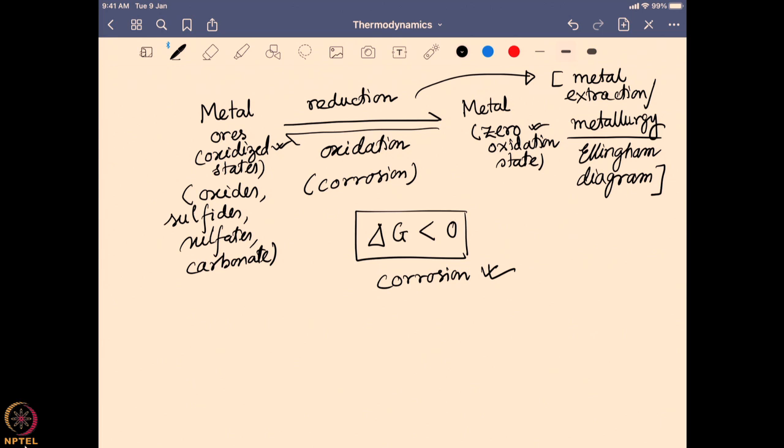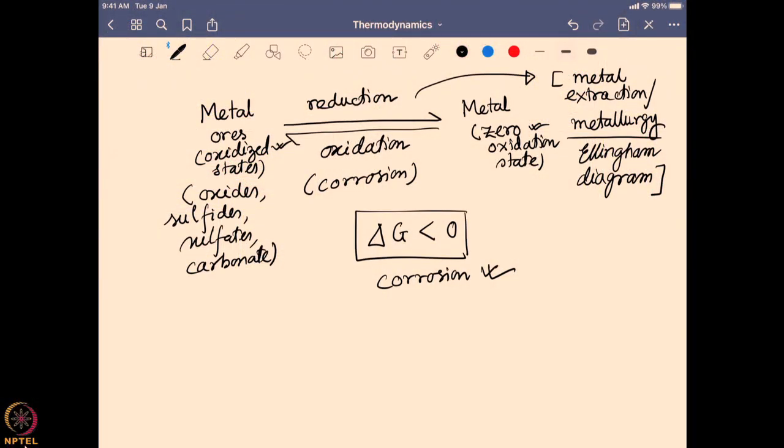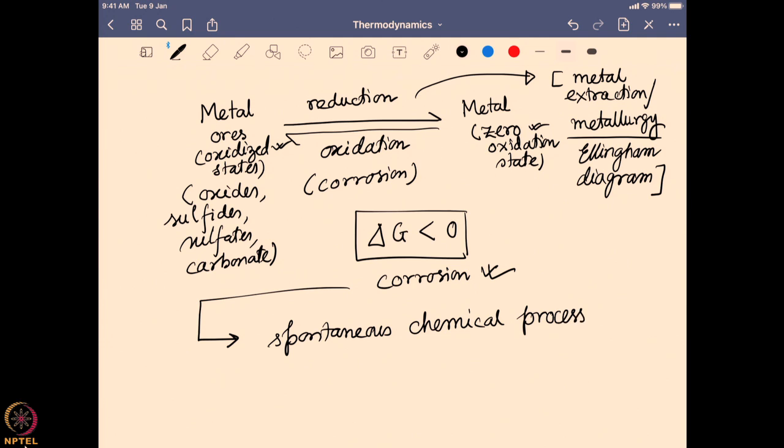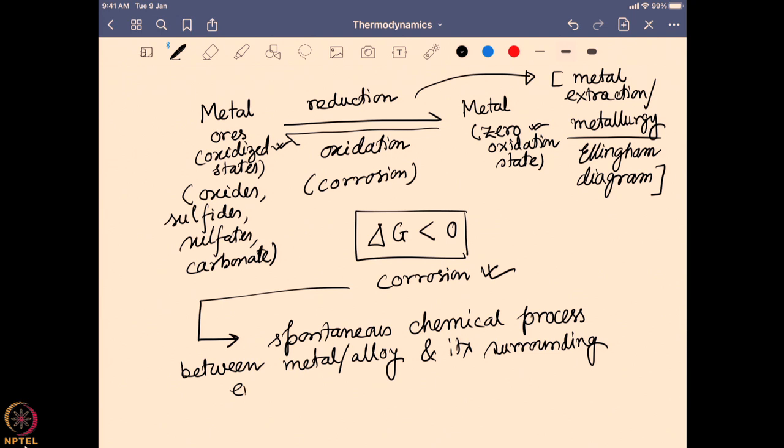Now we'll take a look at why we should care about corrosion, and try to understand a little bit of the details of this corrosion process. So as we just discussed, corrosion can be defined as a spontaneous chemical process. We are saying it is a chemical process because a change in the chemical form is involved here, as the oxidation state of the metal is changing. So it's a spontaneous chemical process between a metal or its alloy, where the metal is still present in its metallic form even in the alloys, and its surrounding environment. So this process is known as corrosion.